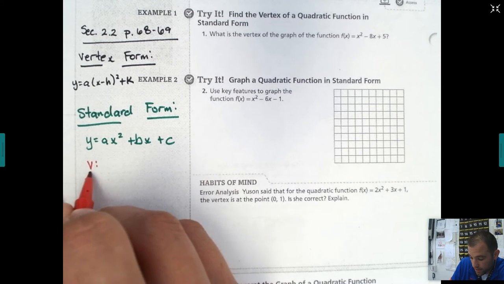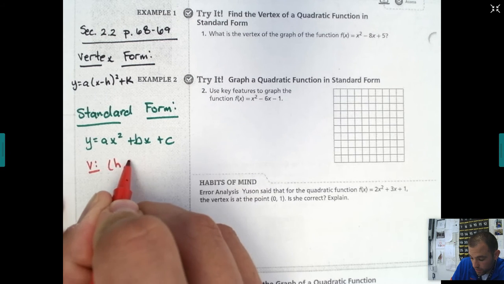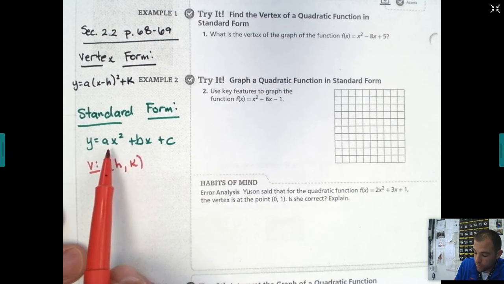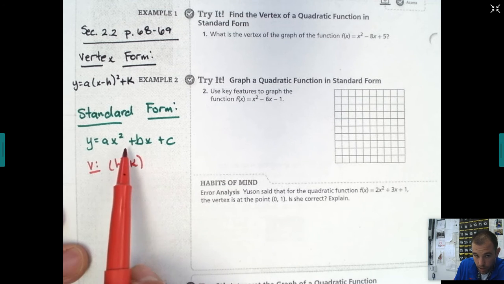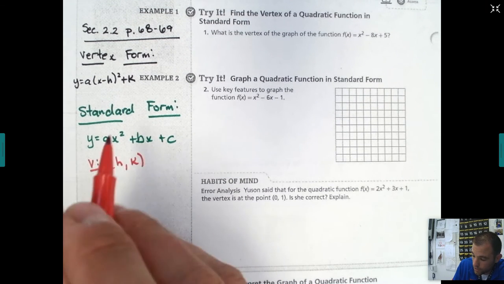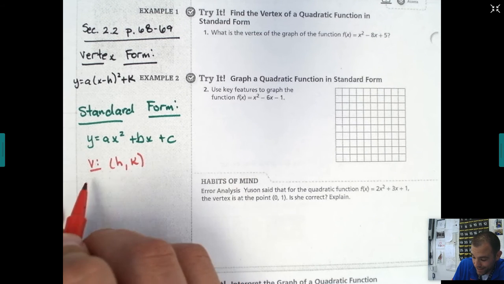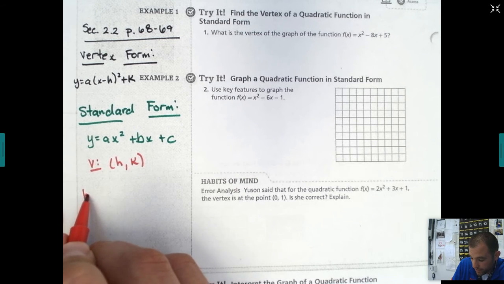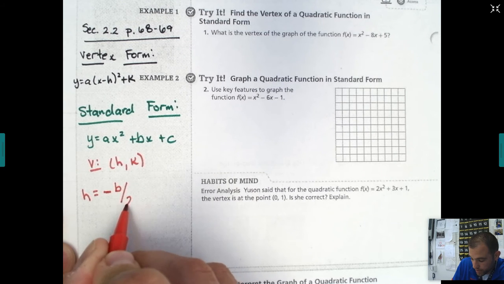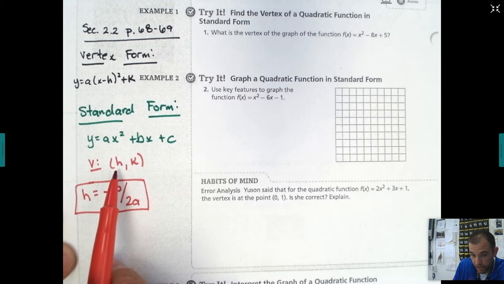The vertex in standard form is still the letters h and k. Okay, it's still h and k, but you notice there's no h or k in the problem, so I can't just pick it out like I did in vertex form. So to figure out what the vertex is in this problem, to figure out what h is, we are going to use this formula. H equals negative b over 2a. That is how we are going to figure out what h is.